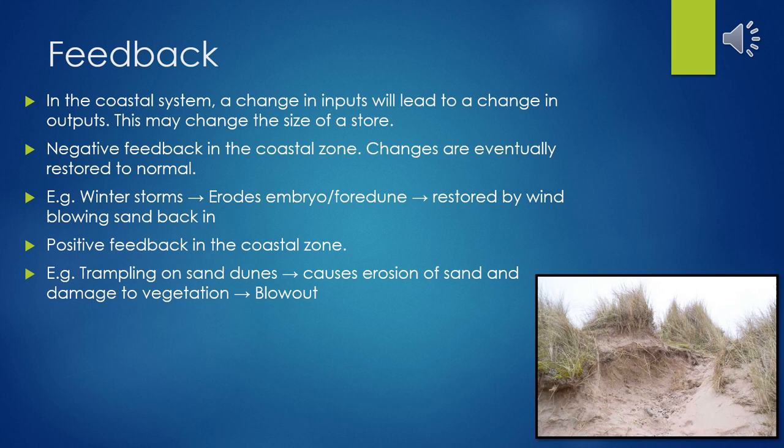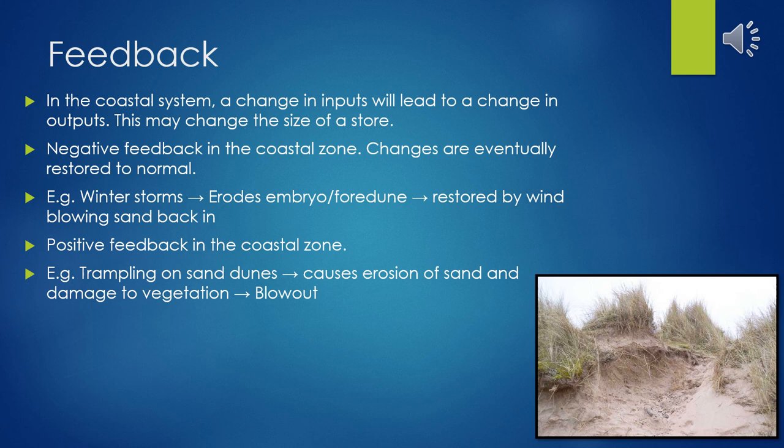Okay, so this brings us on to feedback in the coastal system. Remember, you've got two types of feedback: positive and negative. Positive is where things change away from the norm, and one change amplifies another change, which amplifies another change, and you get further and further away, kind of like a spiraling effect. And with negative feedback, remember, everything gets back to normal, everything balances each other out, and you get a new normal formed. So in the coastal system, if you change the inputs, you're going to change the outputs.